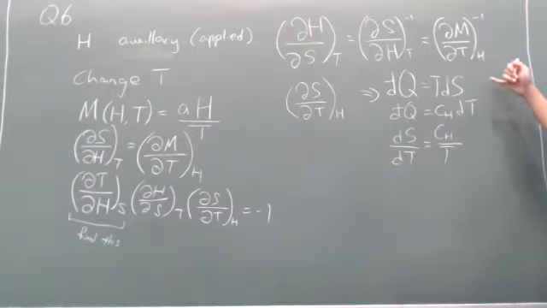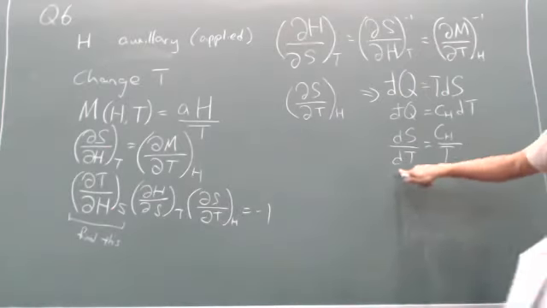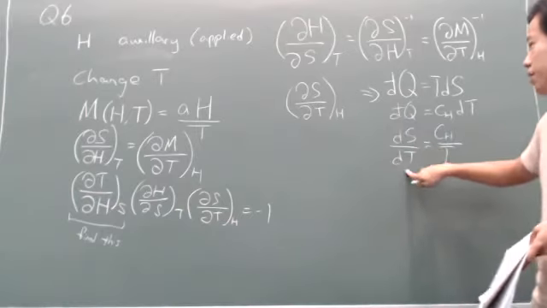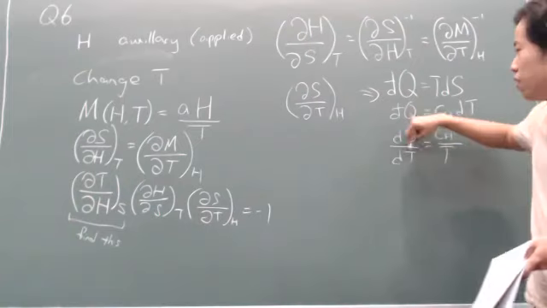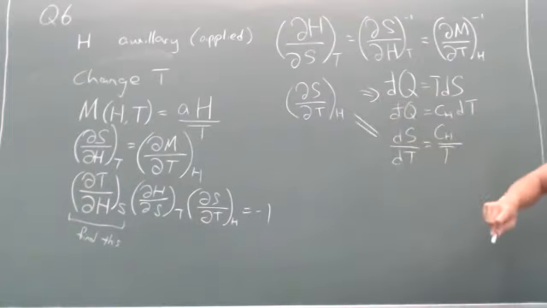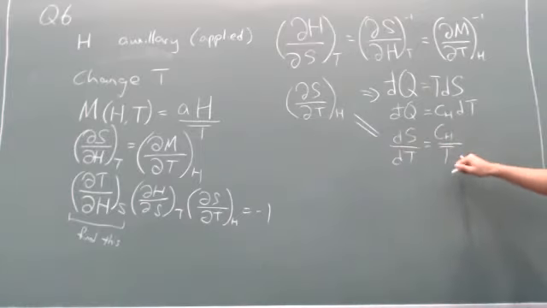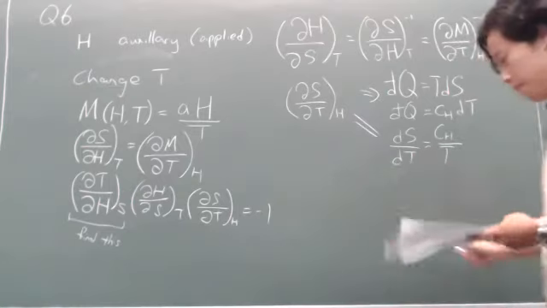So just manipulating these two, combining these two equations together. And then if you think about this, this is already at constant h, and this is a differential derivative. So at constant h, partial derivative and total derivative doesn't really make a difference. So these two are equivalent in that sense. So ds/dt at constant h is given to you by c little h divided by t. So now we got both of them, so we can just put these back in.